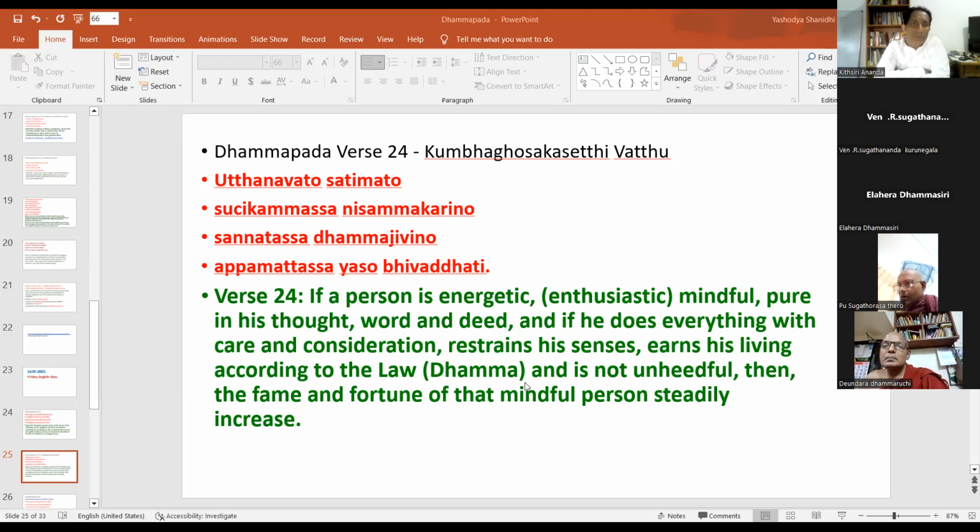Uttanavato satimato. A person with good intention and determination. Suchikammassa. Things are done properly, very inquisitive before doing. Nisammakarino, sanyatassa ca, and we are very disciplined. Dhammajivino, adhere to a righteous life. Appamattassa, and mindful. Yasobhi vaddati, fame and dignity develop in such individuals.